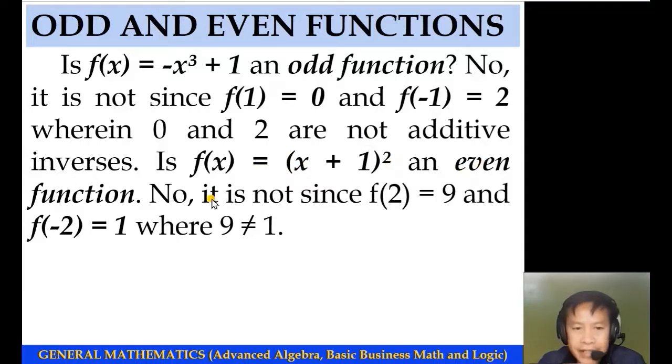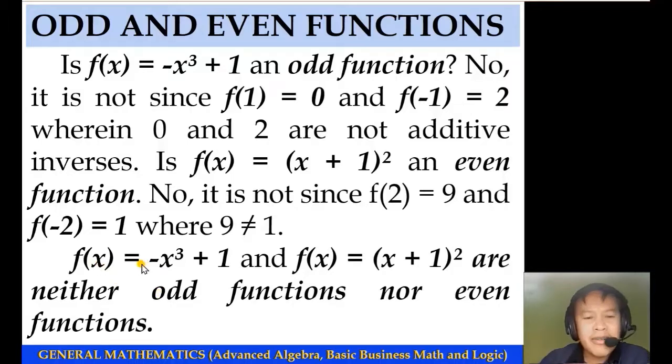an even function. Now, f of x is equal to negative x raised to 3 plus 1, and f of x is equal to quantity x plus 1 quantity squared are neither odd functions nor even functions. This means that this is neither an odd nor even function. And so f of x is equal to quantity x plus 1 quantity squared is neither an odd nor even function.